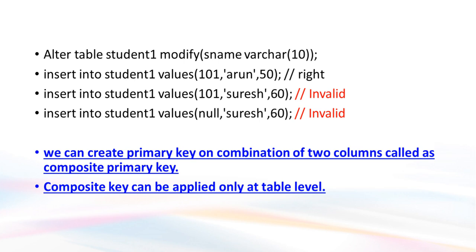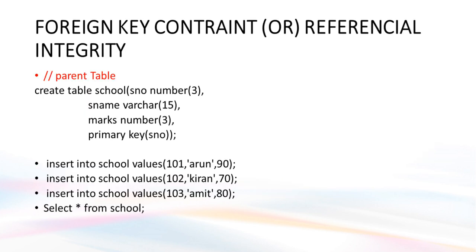Now let us understand this. I have created a table called school. This table contains snumber, sname, marks, and these are the three columns I have. Snumber, sname, marks. I am making snumber a primary key.